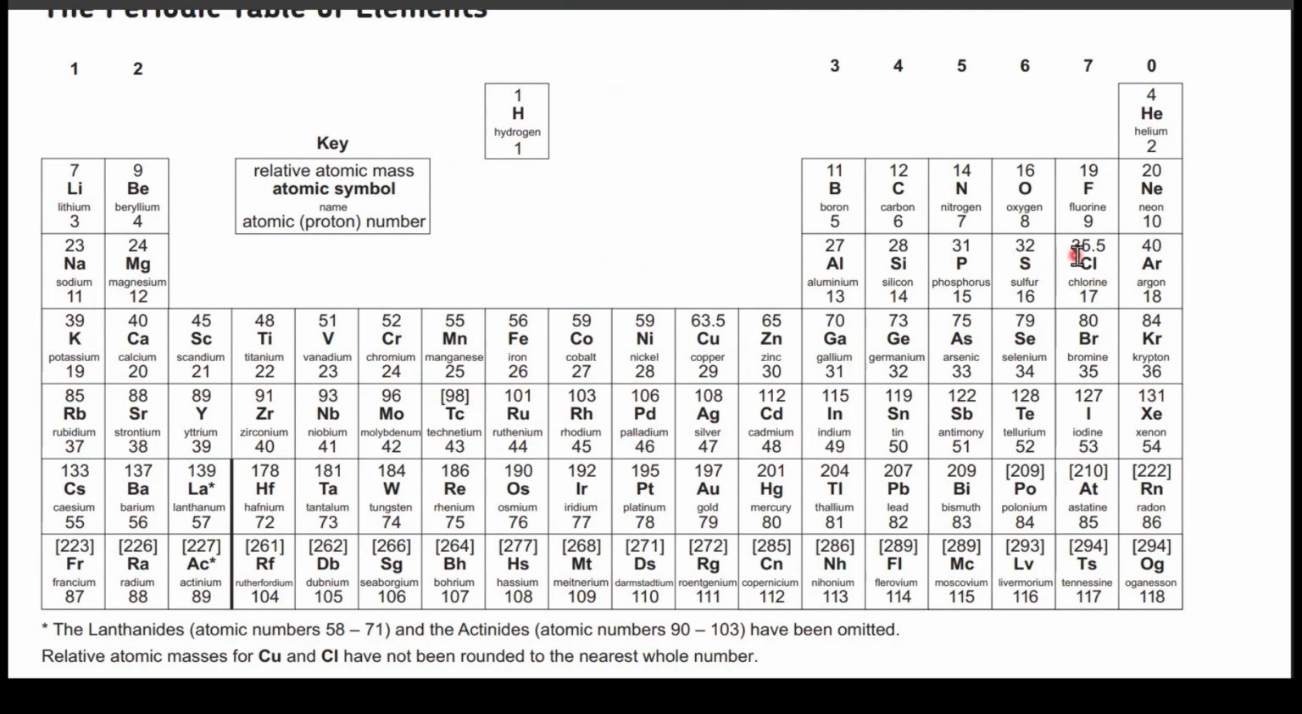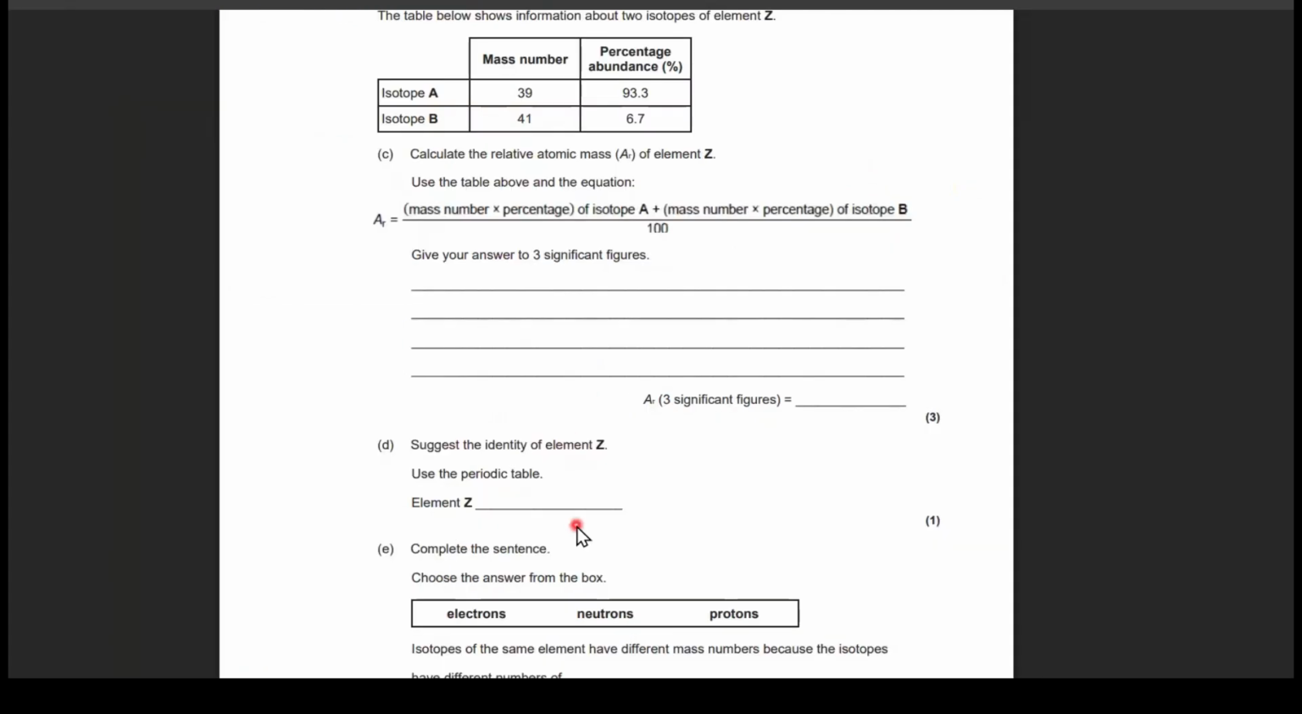Now notice, look, 35.5, 40. 39 looks like it is going to be potassium. Yes, it was 39.1, so it was closer to potassium. It can't be calcium. Okay. Right. So element Z, folks, is going to be potassium.